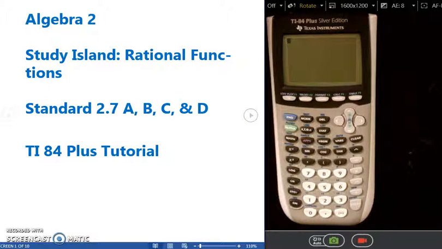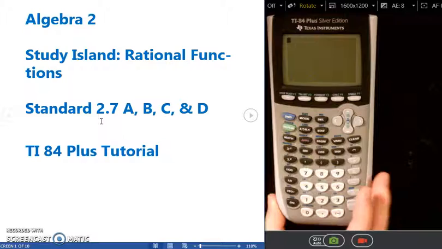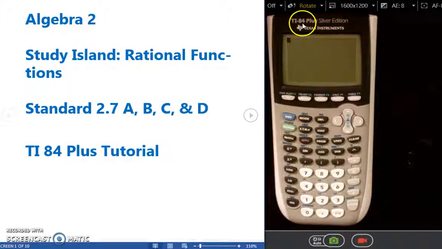We're going to be going over questions that are found in the Study Island lesson, Rational Functions, and also questions from the topics in Algebra 2 from the Standards 2.7 A, B, C, and D. And so what I've done is I've just gone into Study Island and pulled out example questions that can be done solely on the TI-84 or with very, very minimal paper pencil work and then using the graphing calculator.